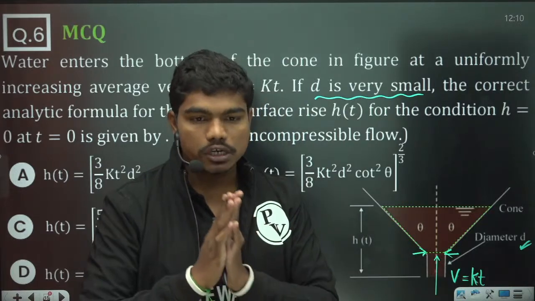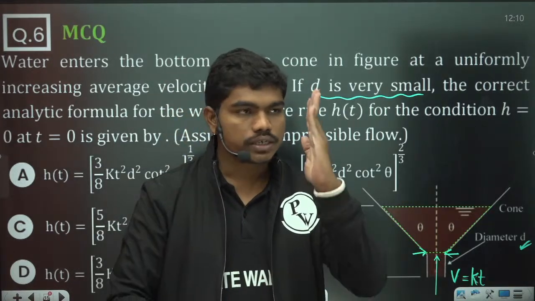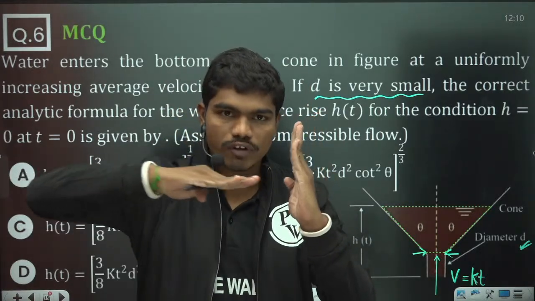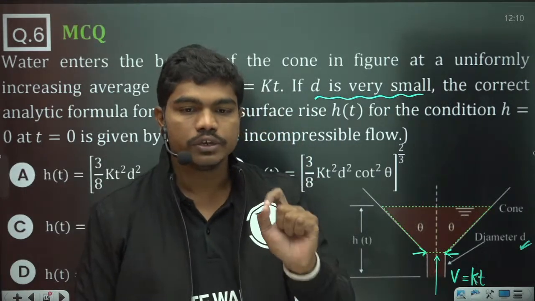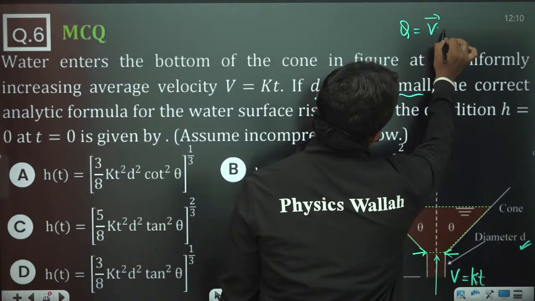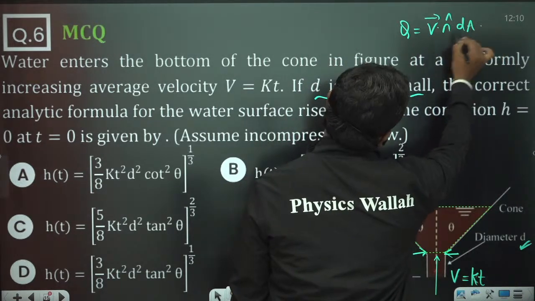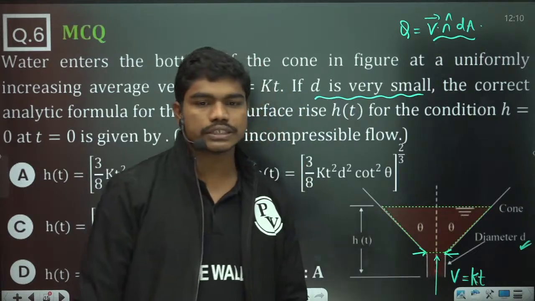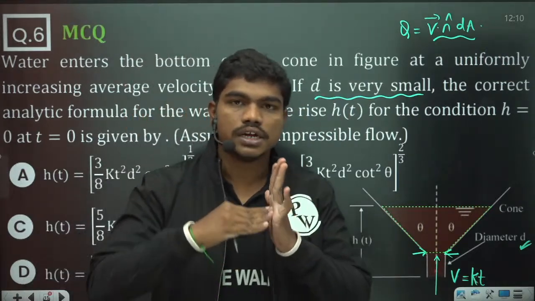Whenever you're writing discharge, you should make sure that the area of cross section and the flow velocity are both normal to each other, because discharge is given by this formula, Q is equal to the integral of V bar dot n cap dA. This is the expression for discharge, and you see your area and velocity are both normal to each other.